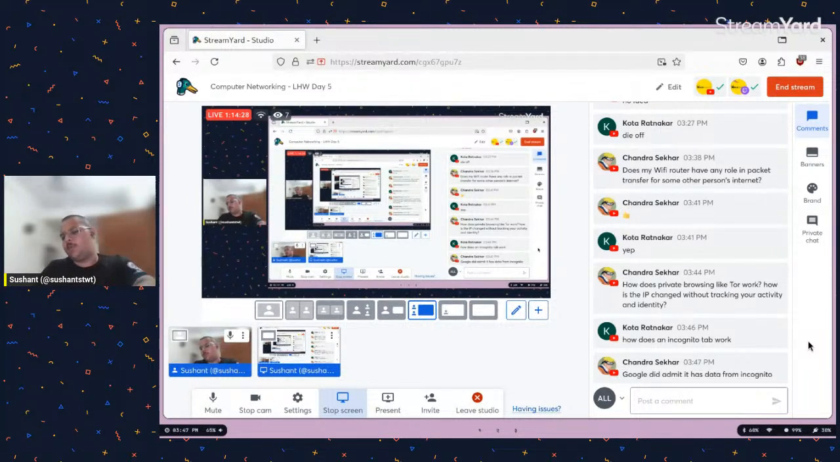Yeah. It has data from incognito. I think people have developed a false sense of security around incognito. Incognito does not hide your identity. It's just a way to not store cookies and not store trackers.